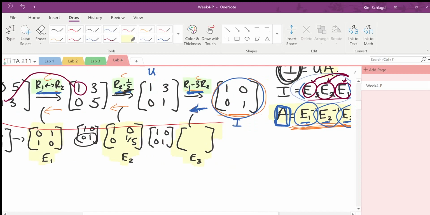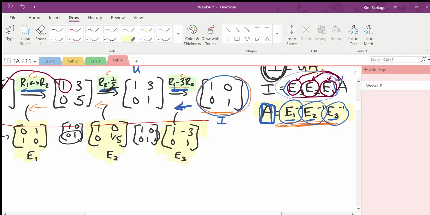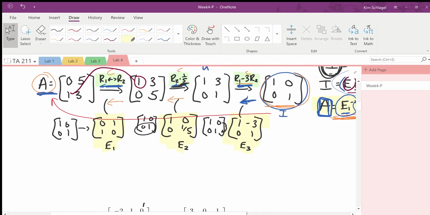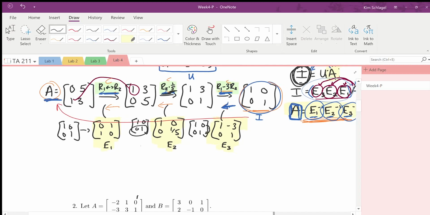Okay. And same thing here. We start with our identity, and if we took row 1 minus 3 row 2, what we would end up with is just 1, -3, 0, 1. Okay, so these are our elementary matrices. So in other words, if you multiply all three of these guys together by A, it's going to give you the identity.